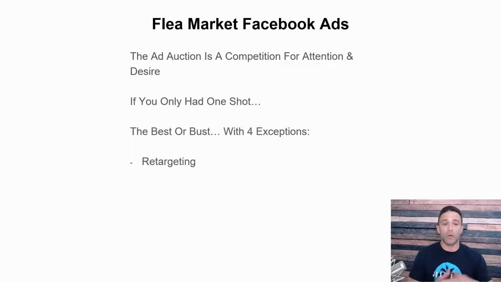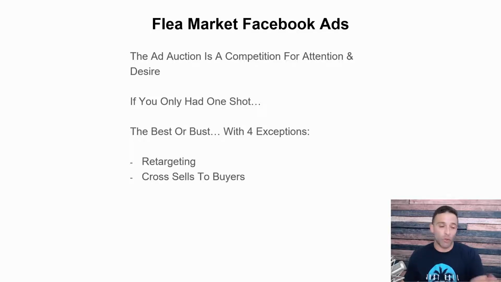Number 1 is retargeting. If somebody's already bought from you and you're going to retarget them with another offer, well, then that's something you can do. Or cross-selling to buyers, or retargeting people who visited your site.